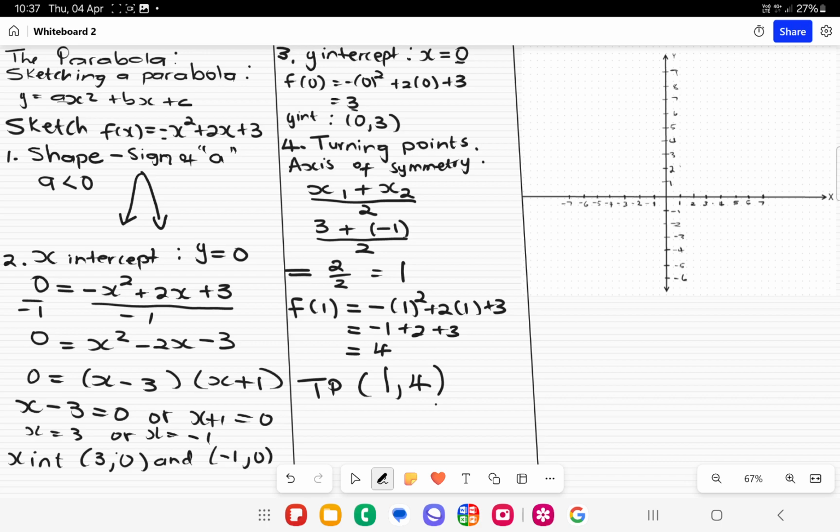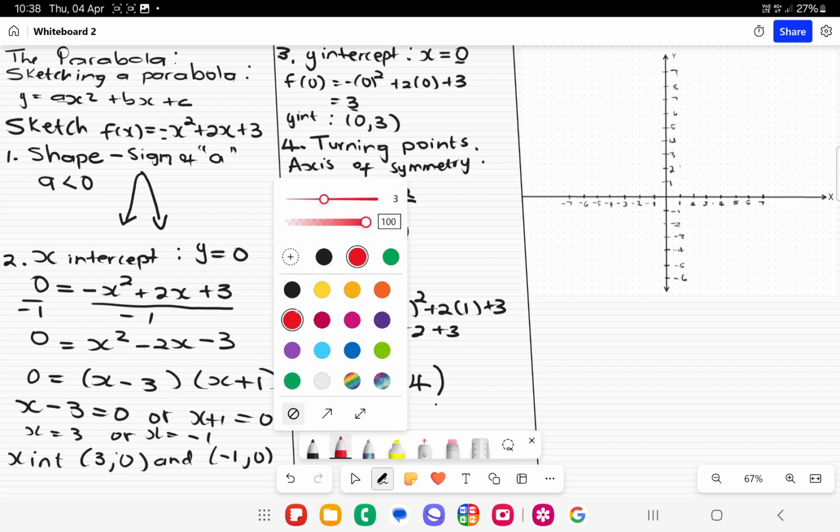Yep, I have everything I need: shape, x-intercepts, y-intercept, turning point. I am ready for action. My job now is just to go to my Cartesian plane and plot my points. So the shape will just show itself. Number 2, the x-intercepts. 3 and 0. I think I like it. I want a different color now.